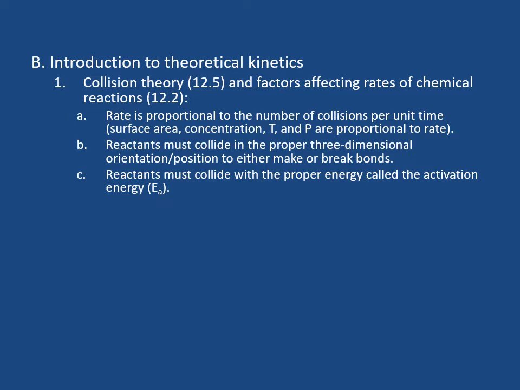So rate is proportional to the number of collisions per unit time. That maybe makes sense. If I increase the surface area of the chemical reaction, say by pulverizing a solid, making it from big particles into small, it's going to react more quickly. If I increase the concentration, they're going to collide more often. If I increase the temperature, that increases the kinetic energy and more collisions. Increase the pressure. Those are all ways that you can change the rate. It doesn't always have to be increasing the rate.